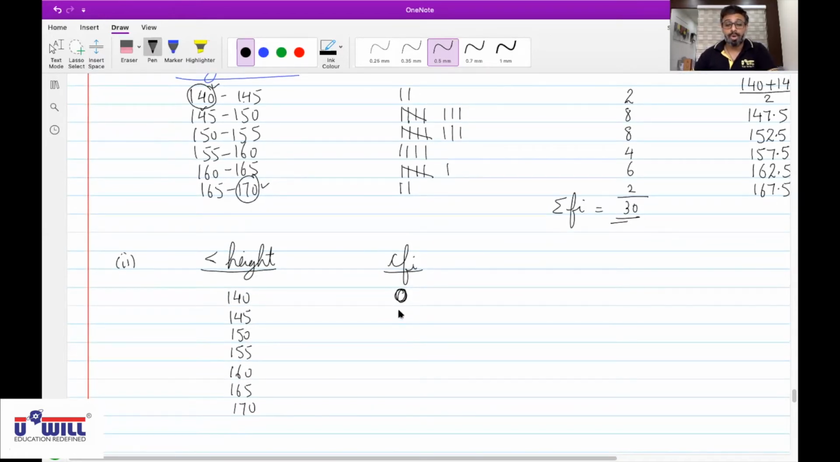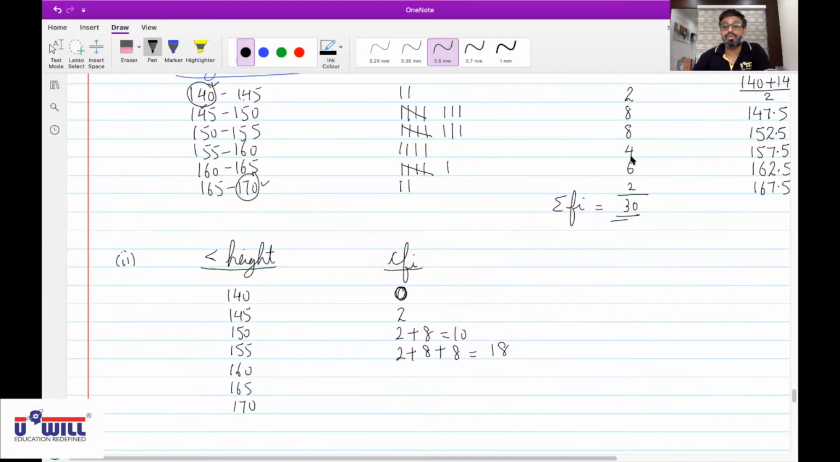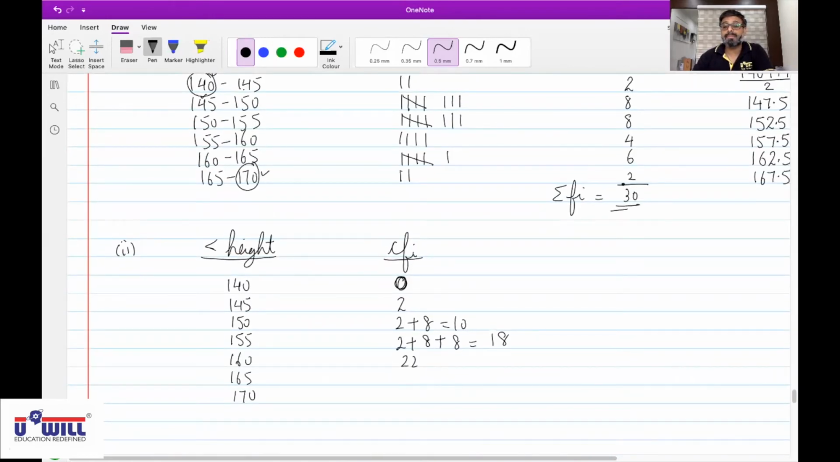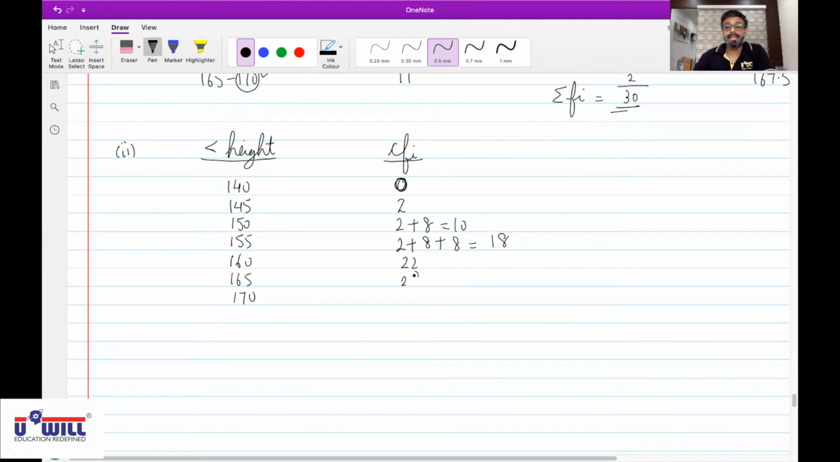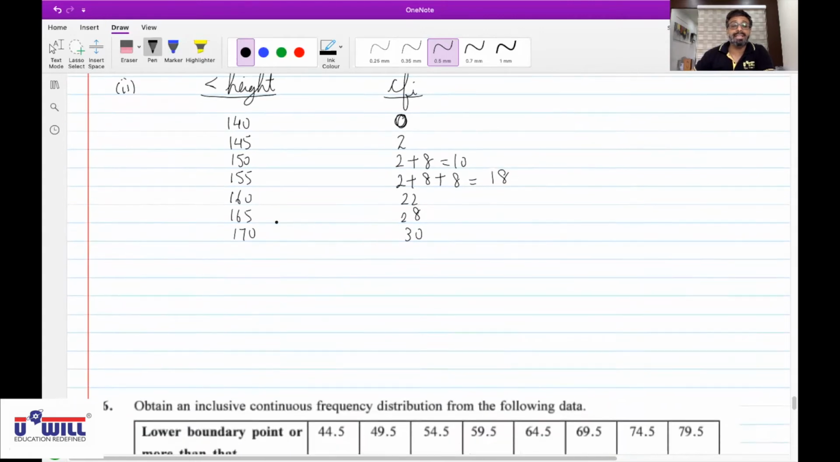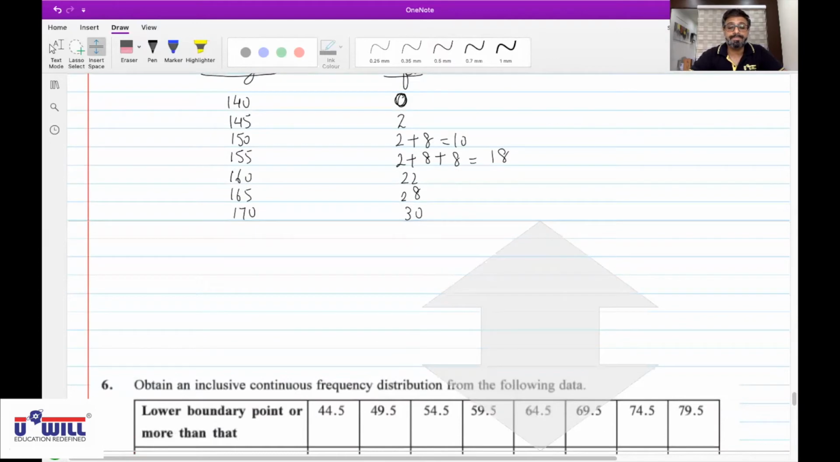Now you add from top to bottom. So 2, then 2 plus 8, then 2 plus 8 plus 8. All of you do it on your own. Okay, check your answers. Then 2 plus 8 plus 8, 18. Then 2 plus 8 plus 8 plus 4, that is 22. Then plus 6, that is 28. And then plus 2, that is 30. So all of you must be able to get these answers. Okay. Second question is done.